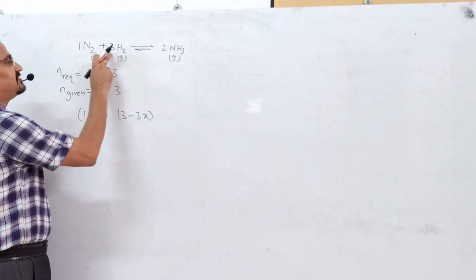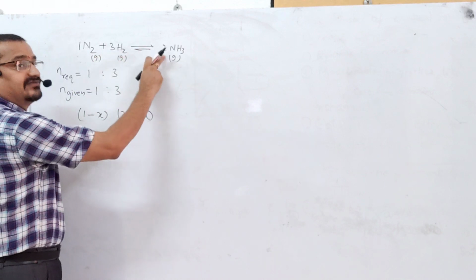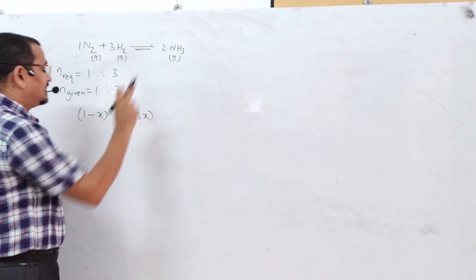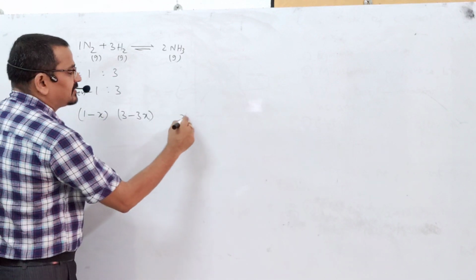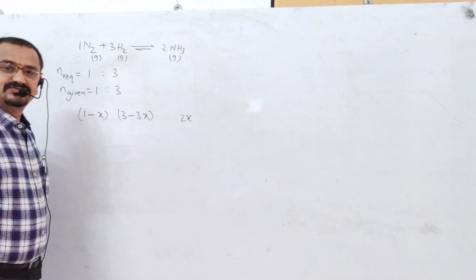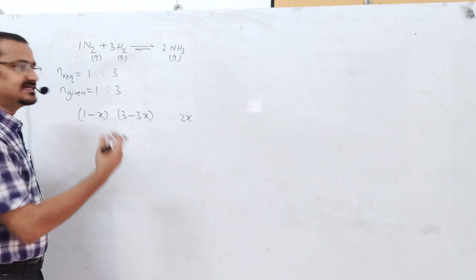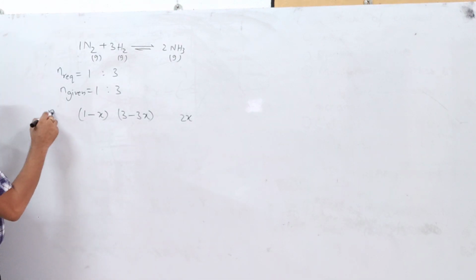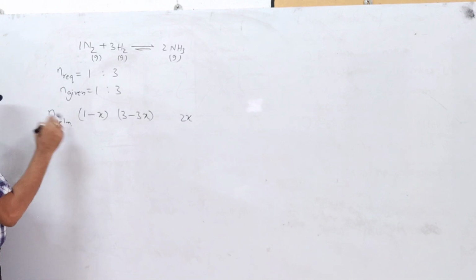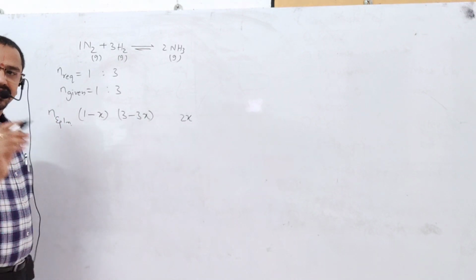And 1 mole and 3 moles, totally 4 moles, are giving how many moles? 2 moles. Likewise, x and 3x, so 4x moles will give 2x moles. And the rest is the common procedure. These are the number of moles at equilibrium.